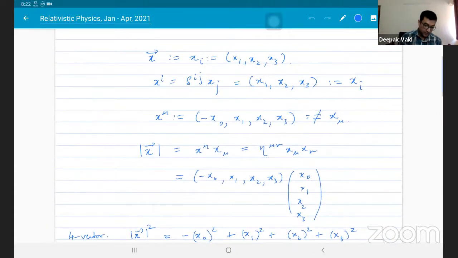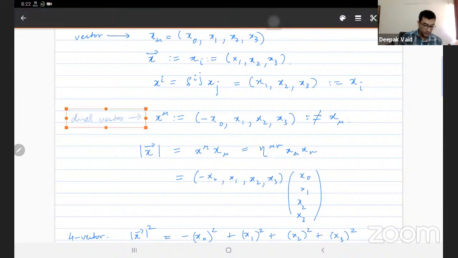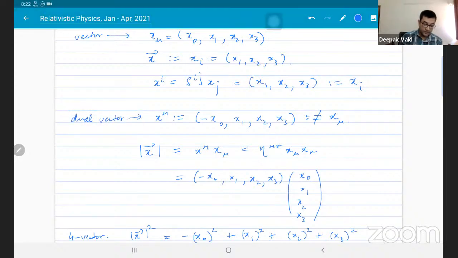Right. So finally we come to the concept of a 4 vector, and a 4 vector is defined in this way. If you look at the vector x mu, it is written as x0, x1, x2, x3, and its dual vector. So this is a vector, and this is the dual vector. The dual vector is written as this. So you get a minus sign on the time component.